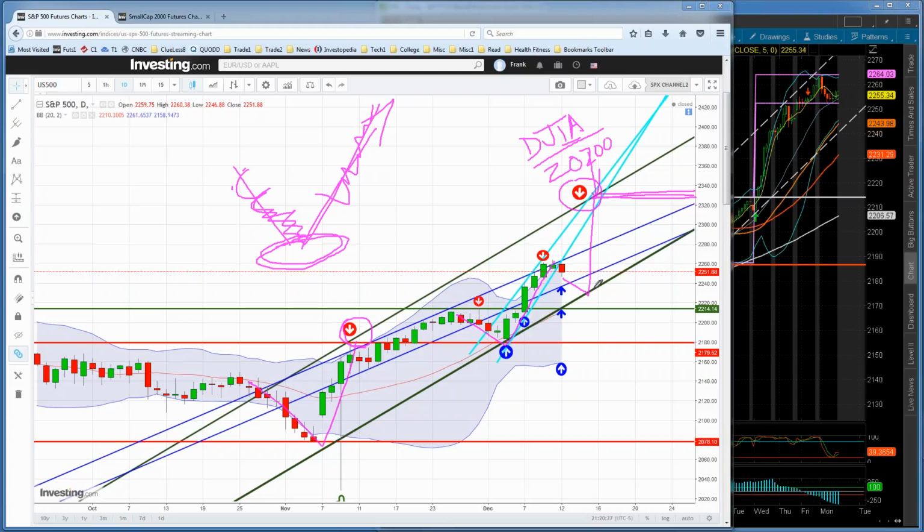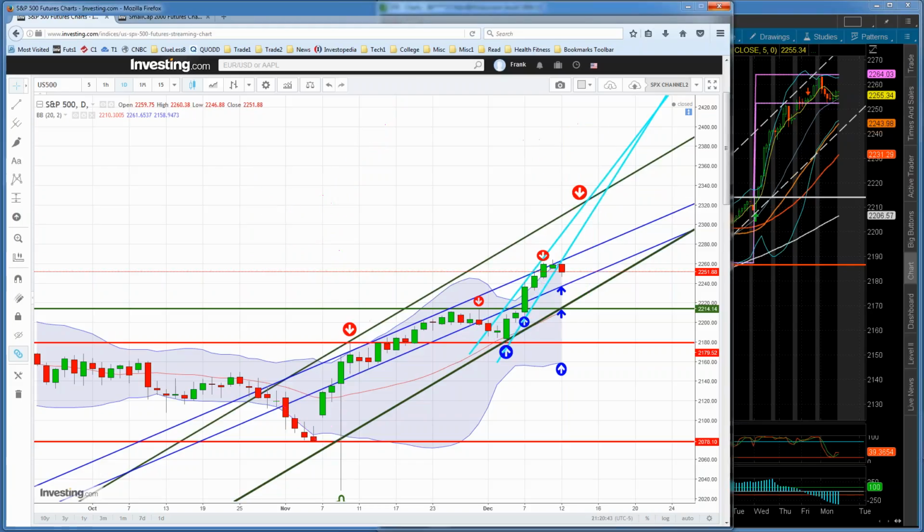Which brings me to what my scenario is. We can pull back down towards the 2230 level, which is roughly 100 to 150 points from here, and then move higher. This could all happen within a matter of 2 hours on Wednesday, just letting you know. All right, so end of story.